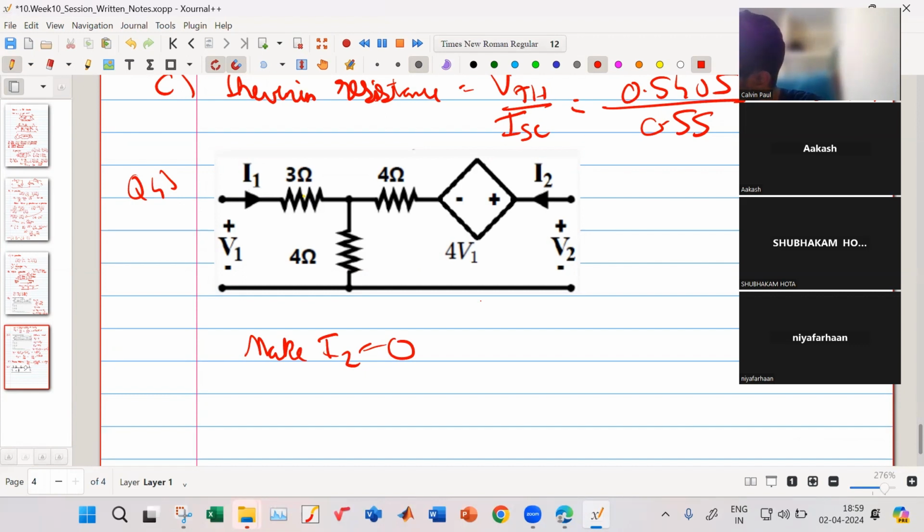Then what must you do? You have made I2 equal to 0, but how will you know the value of V2? How will you find Z11? Sir, we find the value of V2 by applying KVL in the open loop. V2 minus 4V1 equal to 0. From this we can find V2.